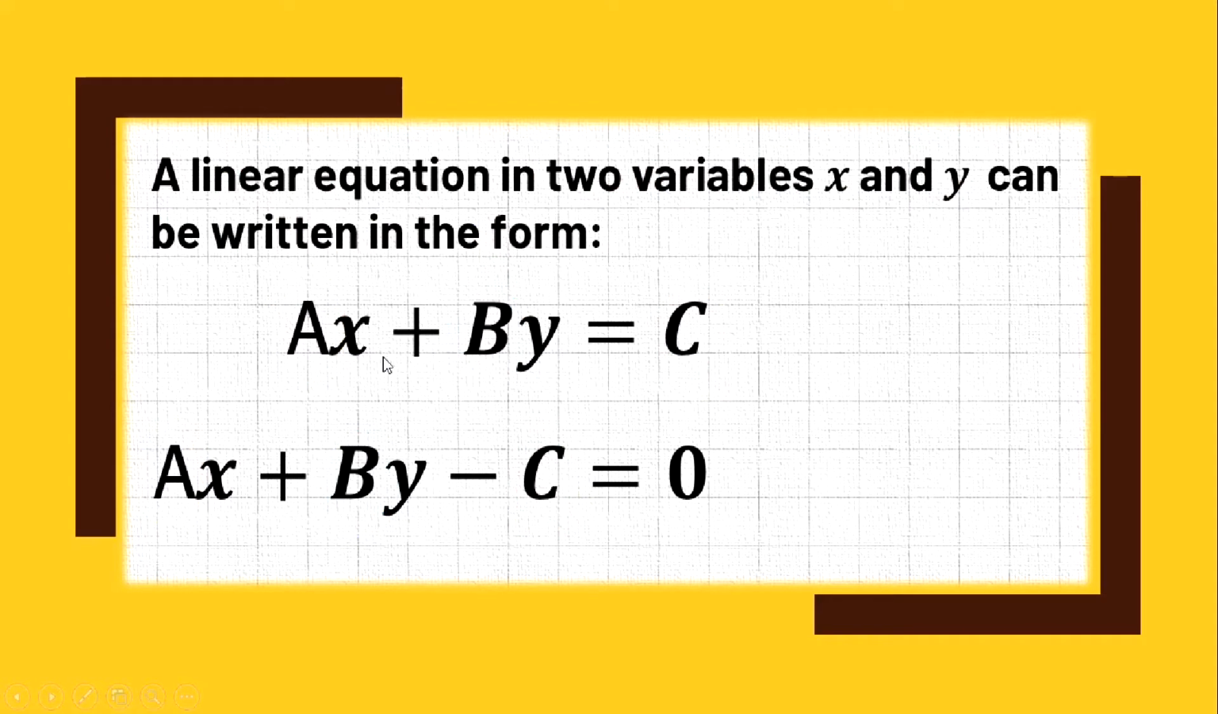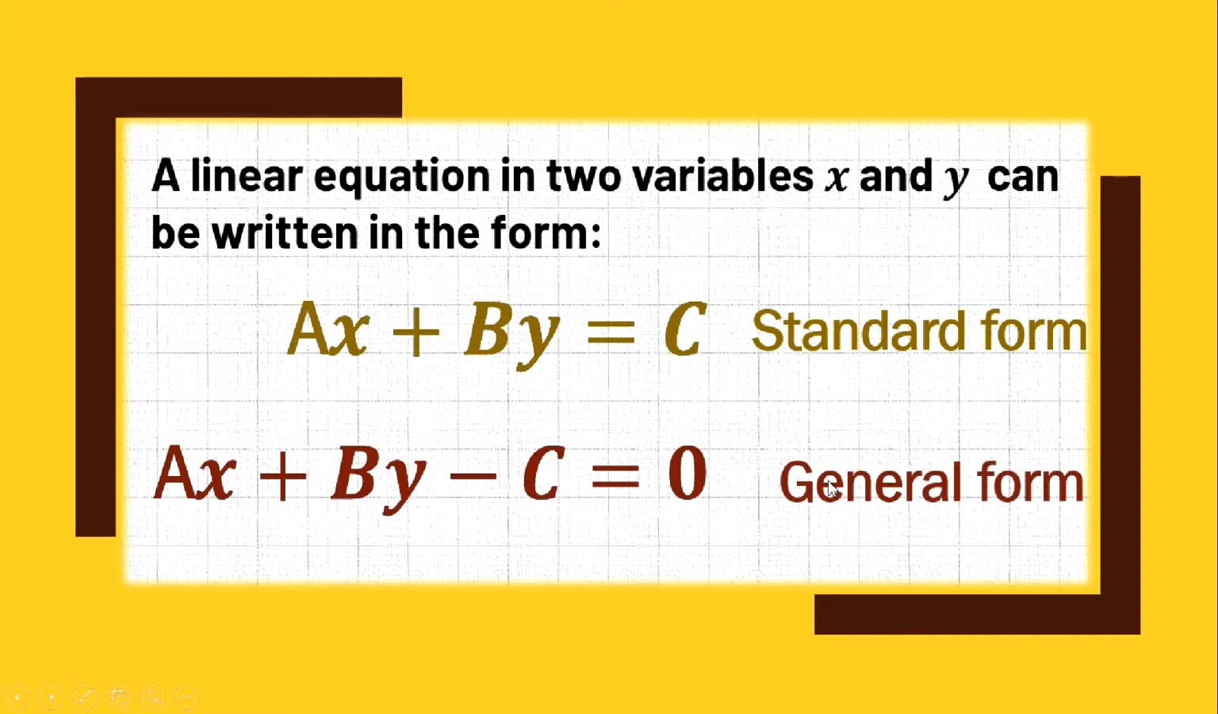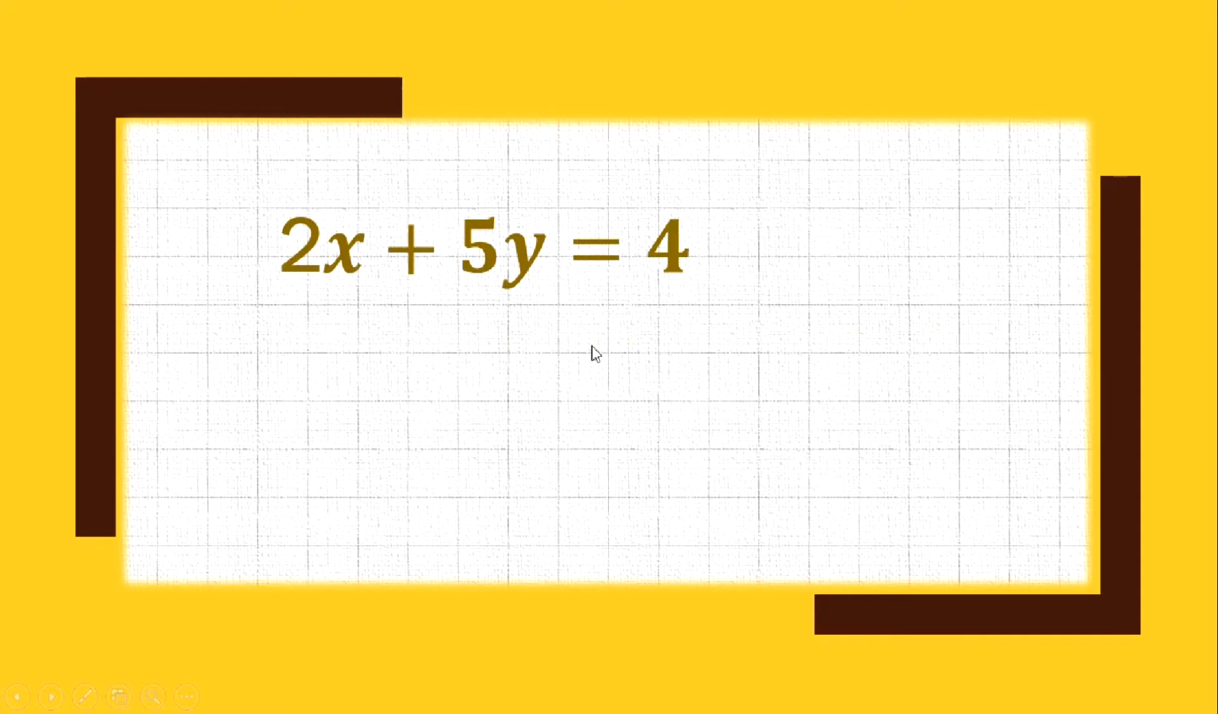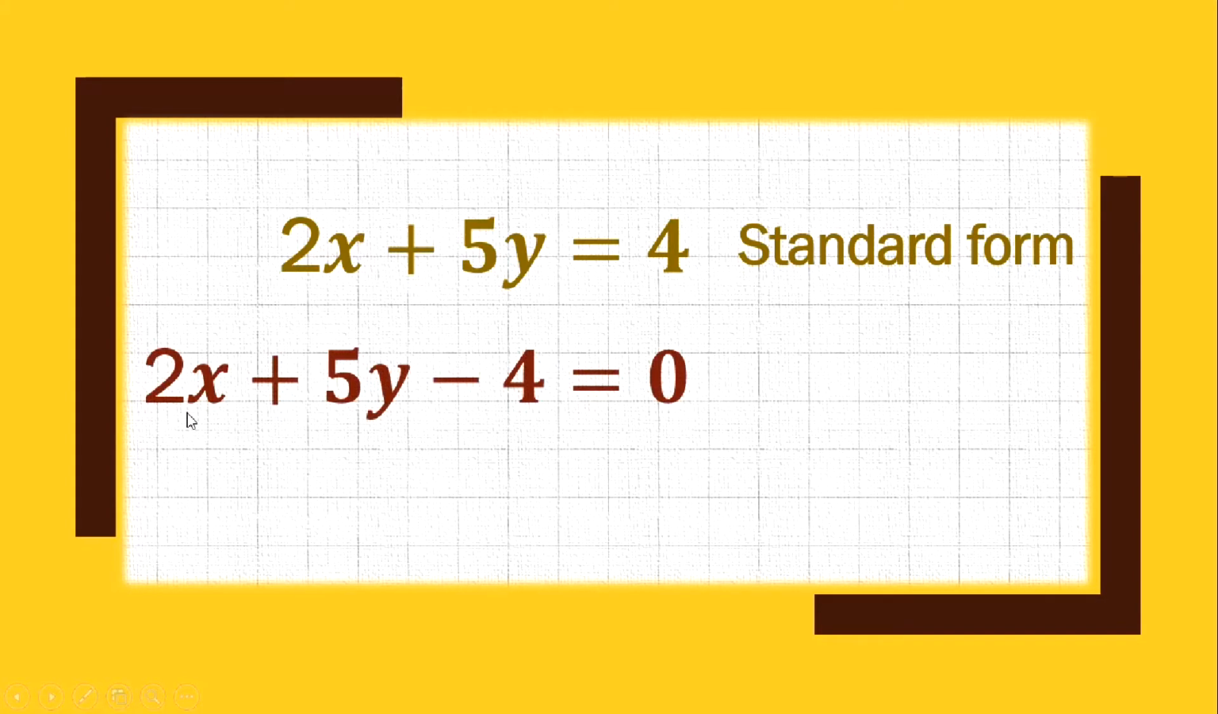Okay, in this equation, ax plus by equals c is considered as the standard form, and ax plus by minus c equals 0 is the general form. Okay, let's say we have 2x plus 5y equals 4. This is in standard form. Pwede natin siyang ilipat in general form by transposing 4 on the left side. So we will be having 2x plus 5y minus 4 equals 0. This time, general form na siya.